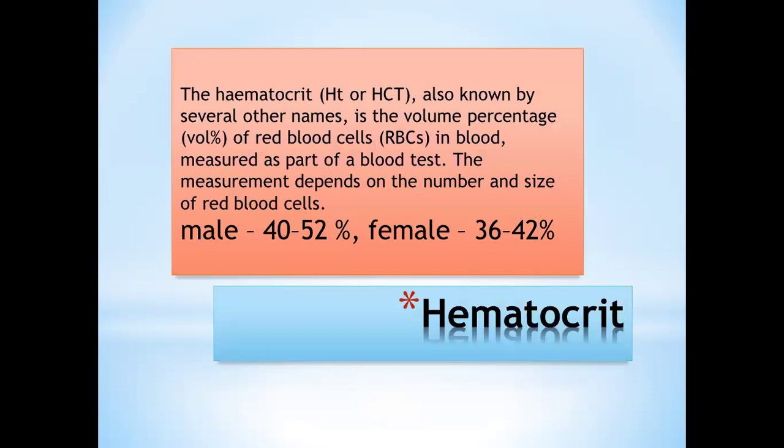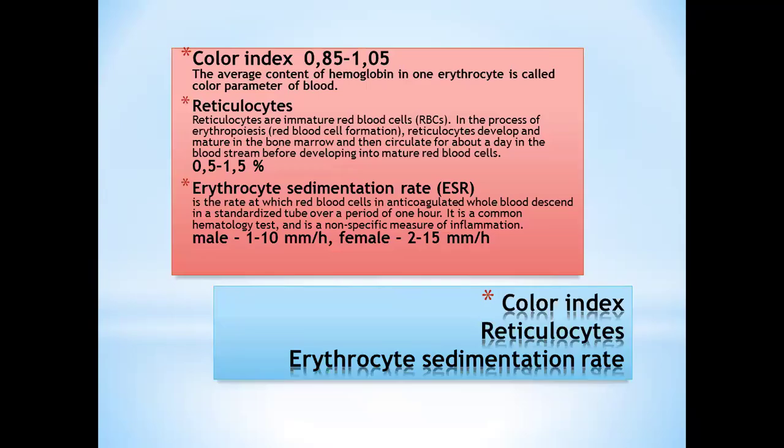Hematocrit, also known by several other names, is the volume percentage of red blood cells in blood, measured as part of the blood test. The measurement depends on the number and size of red blood cells. Color index: the average content of hemoglobin in one erythrocyte is called the color parameter of blood. Reticulocytes are immature red blood cells.